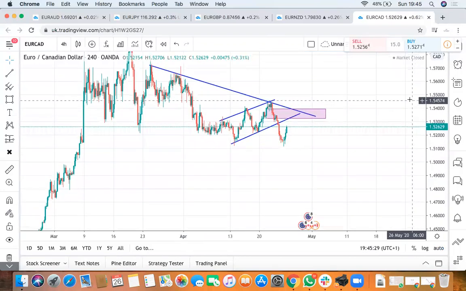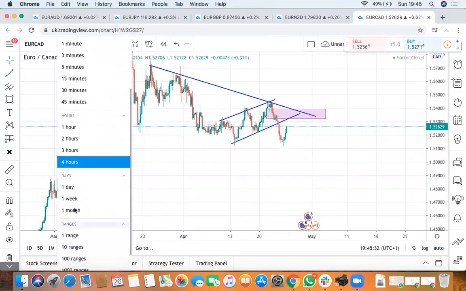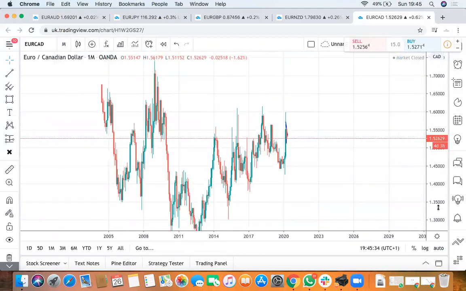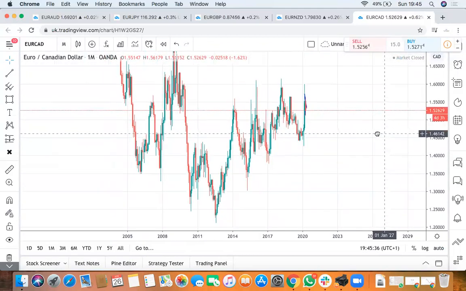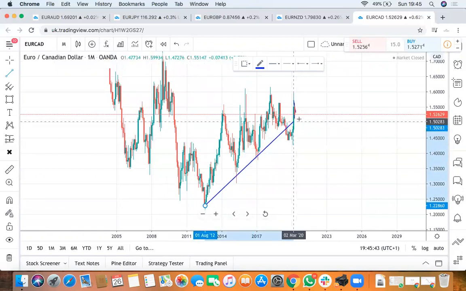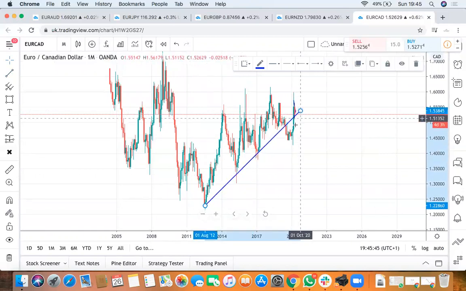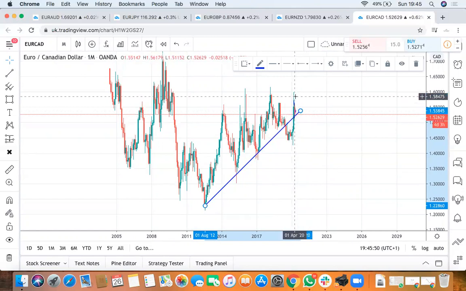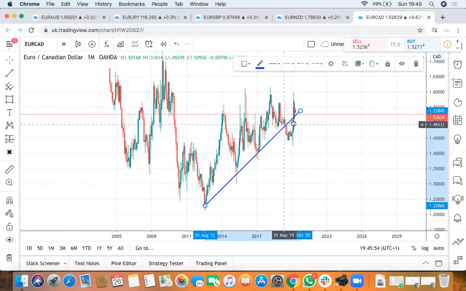So let's start off with the monthly time frame. If we look at the monthly time frame for EuroCAD, we can see that we have a very nice trend line here. This has been broken and now retesting, which could mean that we are going to go higher. So this is broke, so it's invalid. So the sell is invalid. So now we should be looking for buys on the high time frame.